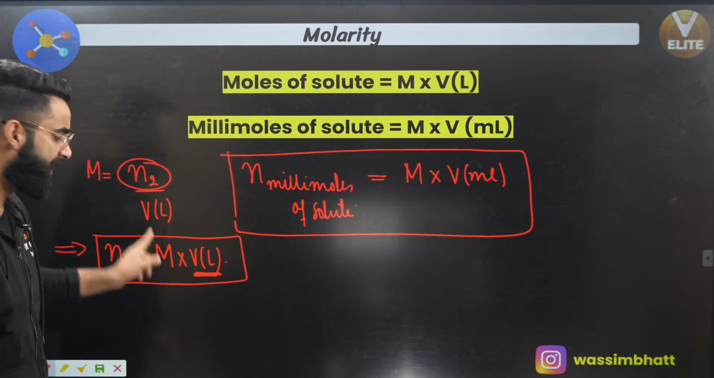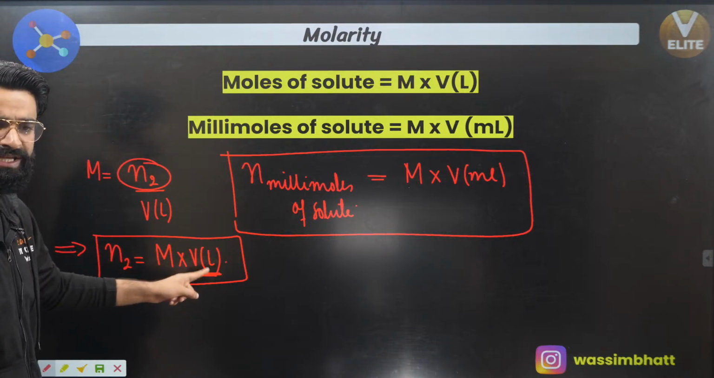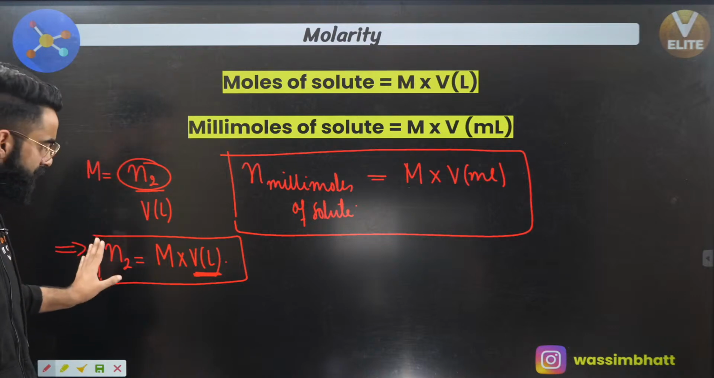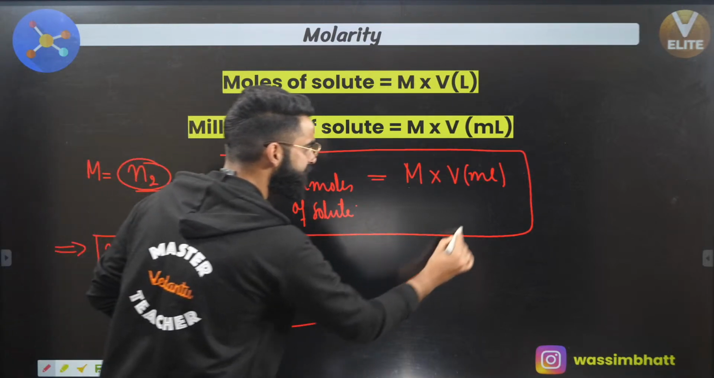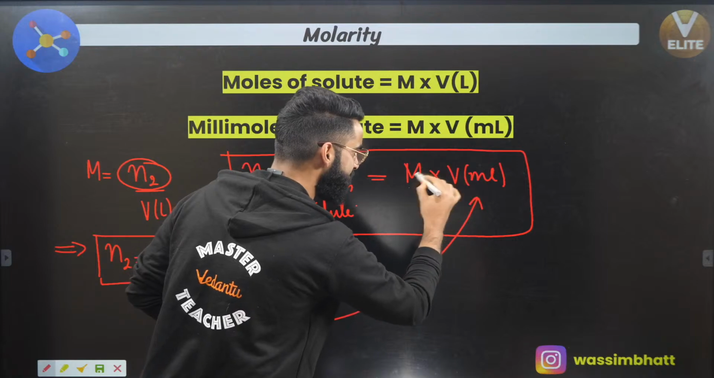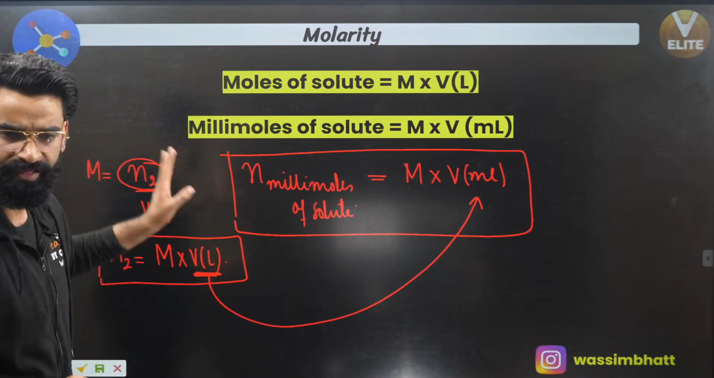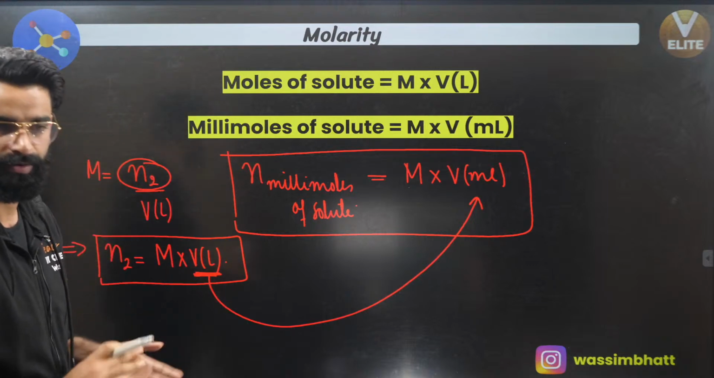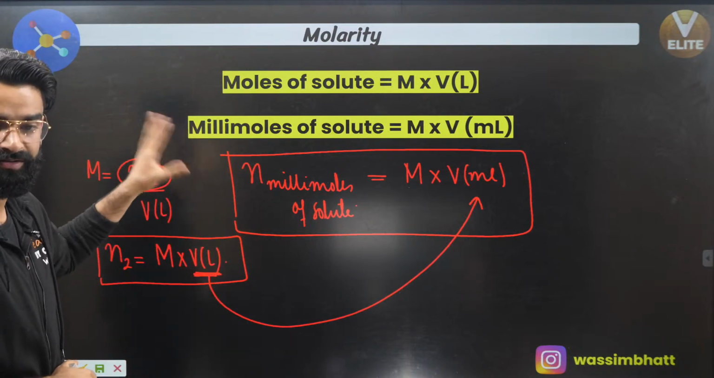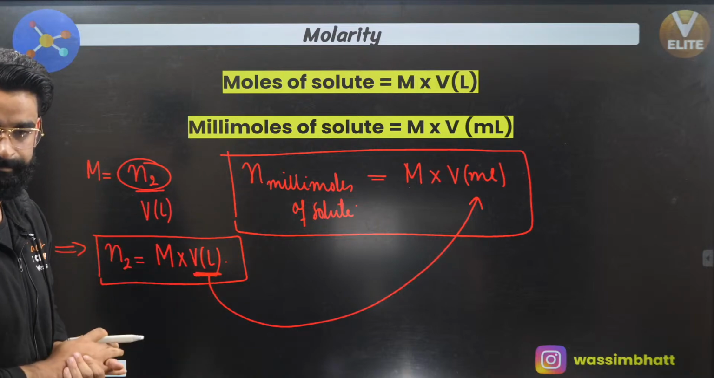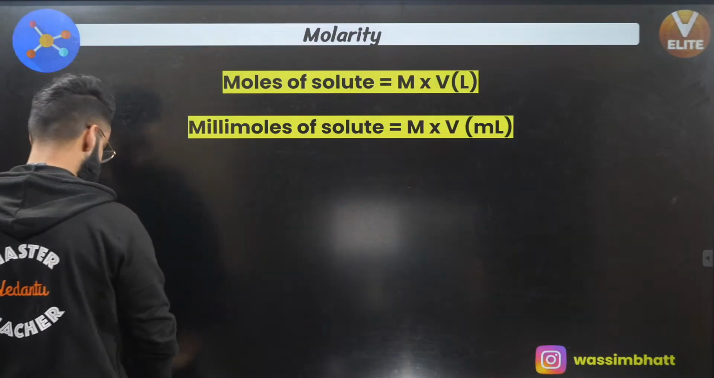Remember, whenever I have a solution whose molarity is M and whose volume is V liters, if I multiply the two, I get the moles of solute. If I replace the volume in liters by the volume in milliliters and multiply, I get the number of millimoles of solute. Remember this important thing. You'll get to know its importance in the next session. Let's move on and talk about a few more interesting things.